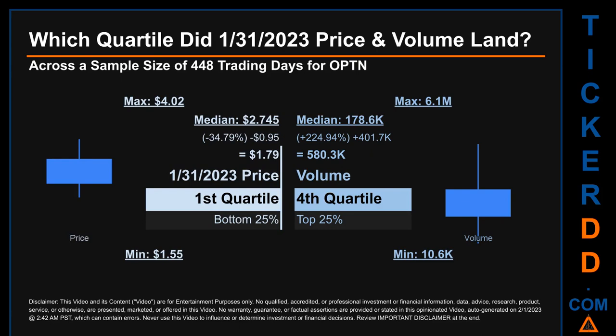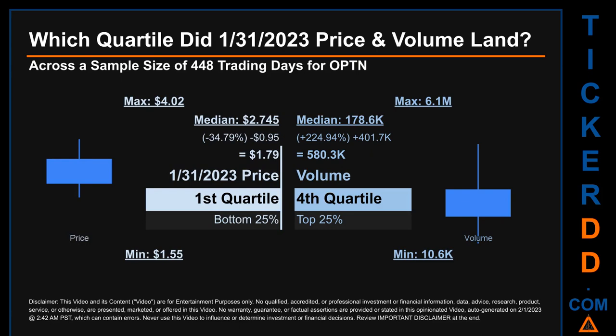The day's volume landed within the fourth quartile, marking it within the top 25% of all sampled daily volume, which saw a max daily volume of 6.1 million and a minimum of 10.6 thousand. Quartiles tell us about the spread of a data set by breaking that data set into quarters, just like how the median breaks the set into half.